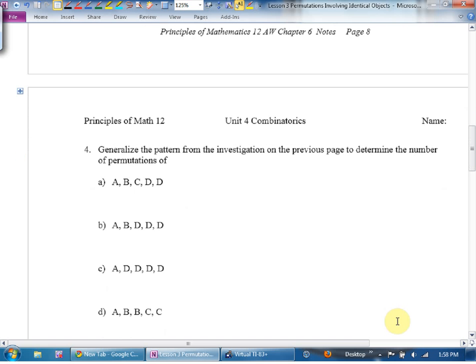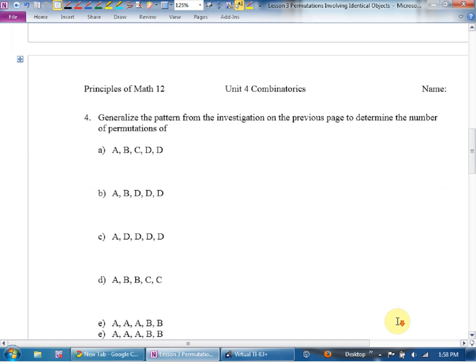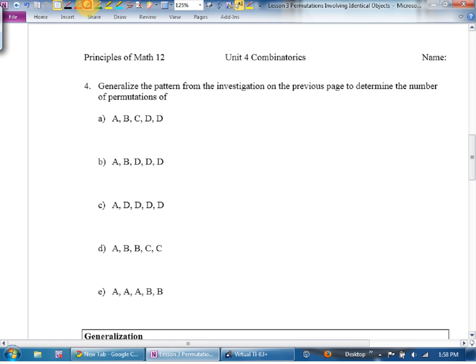Let's generalize this. How many ways are there to mix this up? How many letters grand total? 5 factorial over 2 factorial D's.